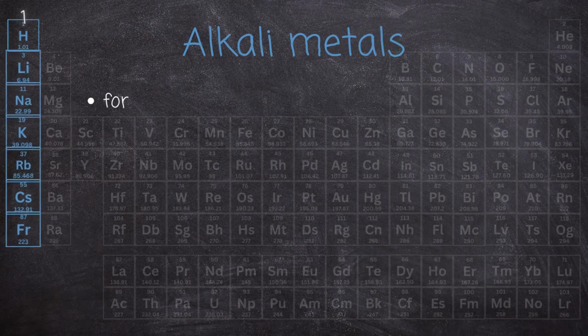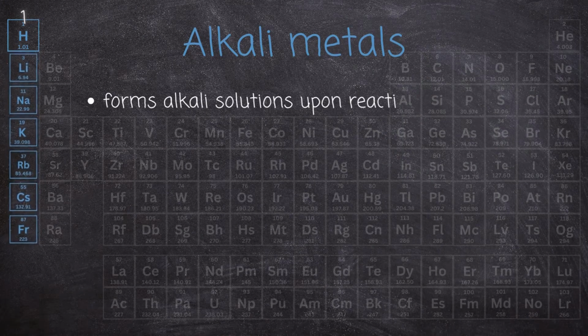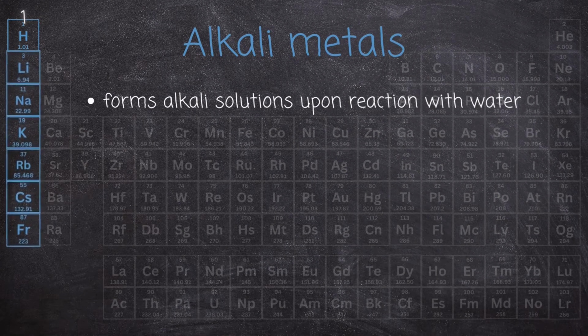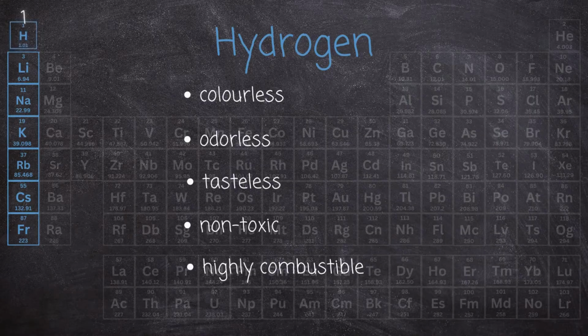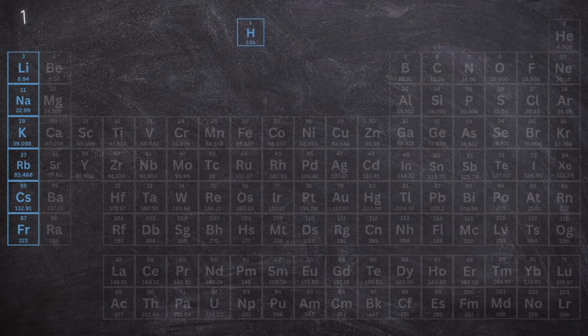This is due to the formation of alkali solutions upon the reaction with water. Alkali metals are relatively soft silvery white metals with low melting points. Hydrogen is a colorless, odorless, tasteless, non-toxic, and highly combustible gas. This is a reason why hydrogen is separated from the group 1 elements in some periodic tables.